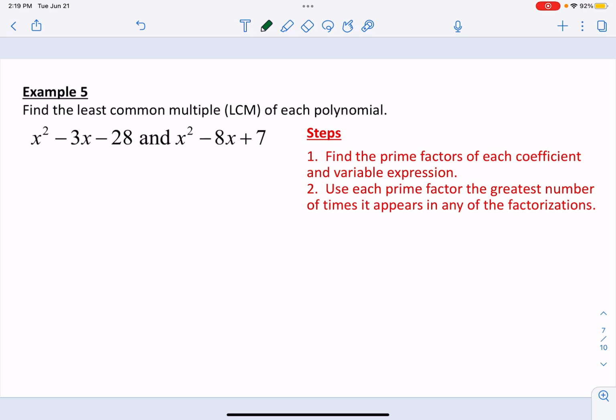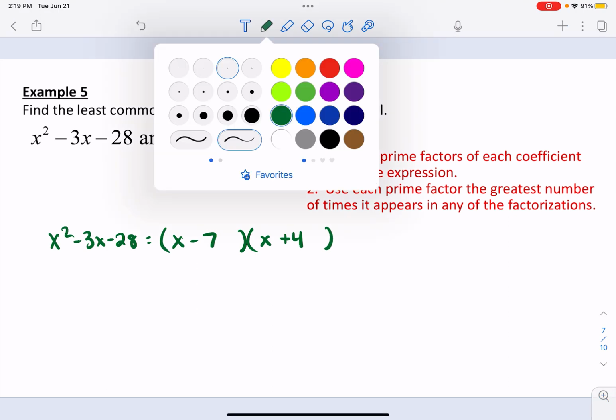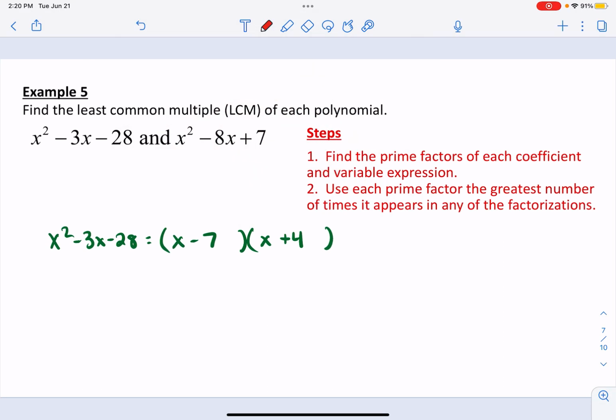Okay, now least common multiple of polynomials. I personally think this is a little bit easier. So what we do is we have x squared minus 3x minus 28. Let's factor that. I need two things that multiply to be a negative 28, but add to be a negative 3. That's x minus 7, x plus 4. Then take your other polynomial.